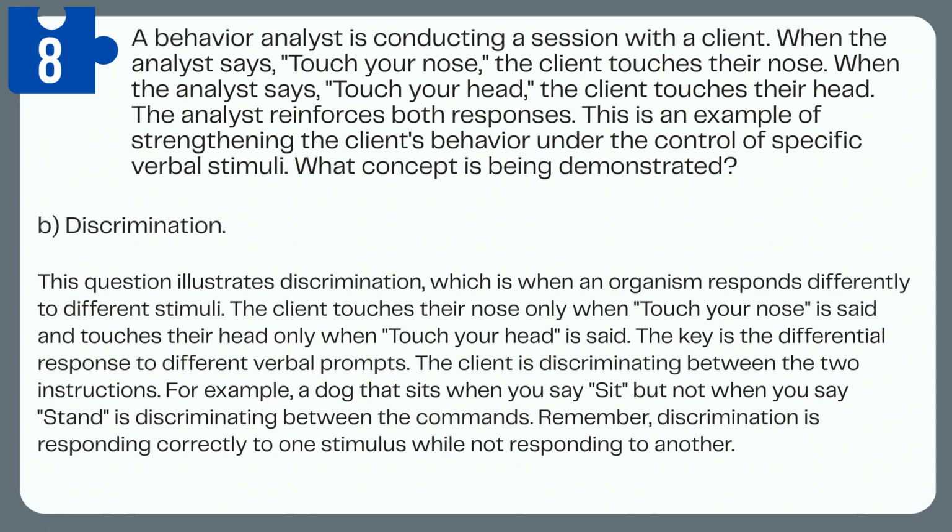Answer B. Discrimination. This question illustrates discrimination, which is when an organism responds differently to different stimuli. The client touches their nose only when "touch your nose" is said and touches their head only when "touch your head" is said. The key is the differential response to different verbal prompts. The client is discriminating between the two instructions. For example, a dog that sits when you say "sit," but not when you say "stand" is discriminating between the commands. Remember, discrimination is responding correctly to one stimulus while not responding to another.